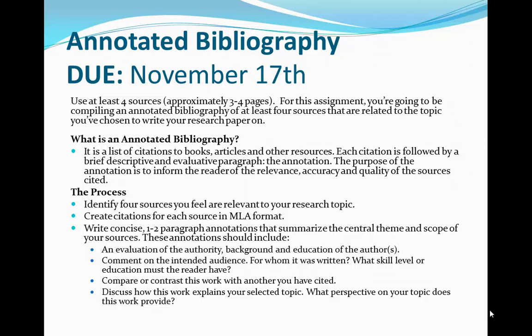So what's the process to create your annotated bibliography? You're going to identify these 4 sources that you feel are relevant to your research topic. Then you're going to create citations for each source in MLA format. Then you're going to write a concise 1 to 2 paragraph annotation for each source that summarizes the central theme and scope of your source, and it should also include an evaluation of the authority, background, and education of the author or authors, and that means the ethos of the author.